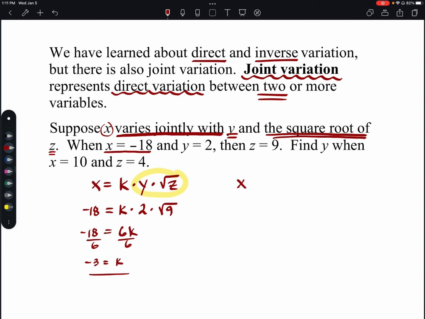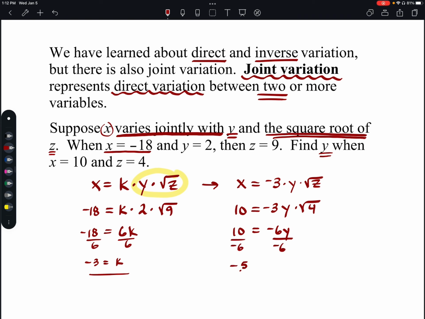So now we've got x equals -3 times y times the square root of z. And we're going to be looking for what y is, so we're going to plug in 10 and 4. So we're plugging in 10 for x, equals -3 times y times the square root of 4. Well, the square root of 4 is 2 times 3 is -6. We have -6y is equal to 10. And then we're going to divide each side by -6, and we get -5/3 would equal our value of y.